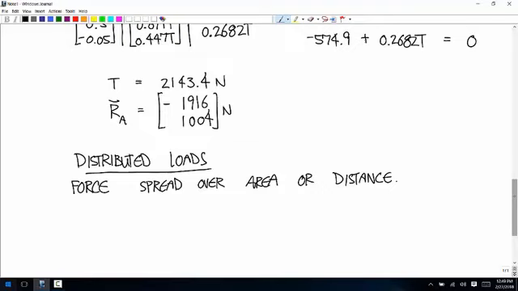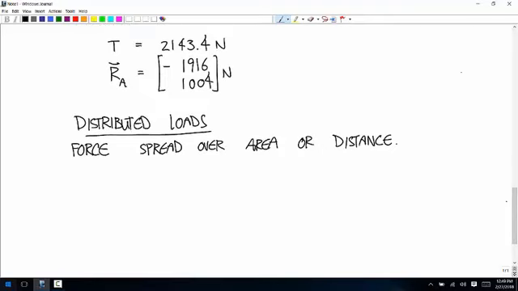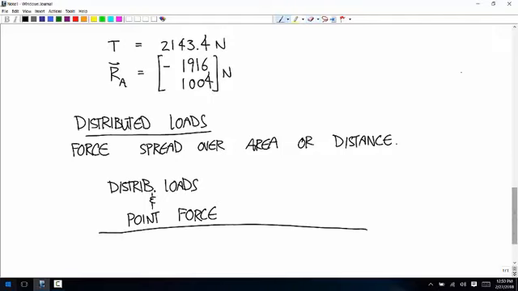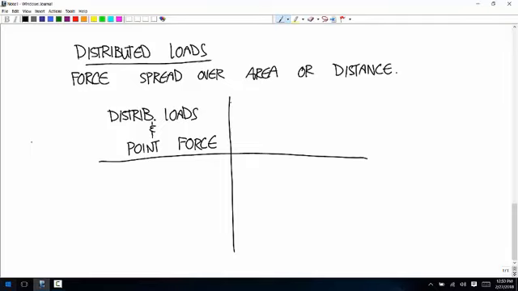The way to think about it, I think, is, so I'm going to make this little table that sort of compares the relationship between distributed loads and point forces to the relationship between instantaneous speed and distance traveled.